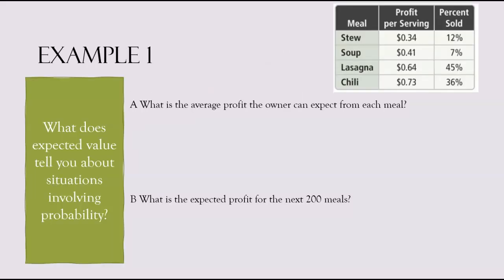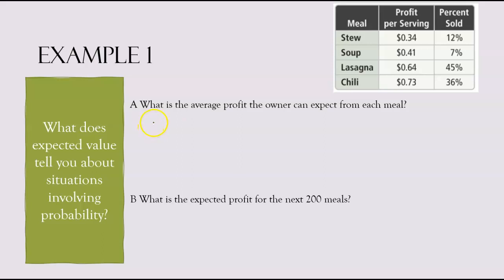So in practice, what this means is I'm trying to find the average profit. The expected value doesn't tell me how much I'm going to make on any given day. It's just going to tell me an average. Because probability is unpredictable, you might get lucky one day. You might sell a whole bunch of chili or a whole bunch of lasagna, even though that's not your probabilities. So expected value doesn't tell you how much you're going to make in any given day. It does tell you the average that you're going to make over time.